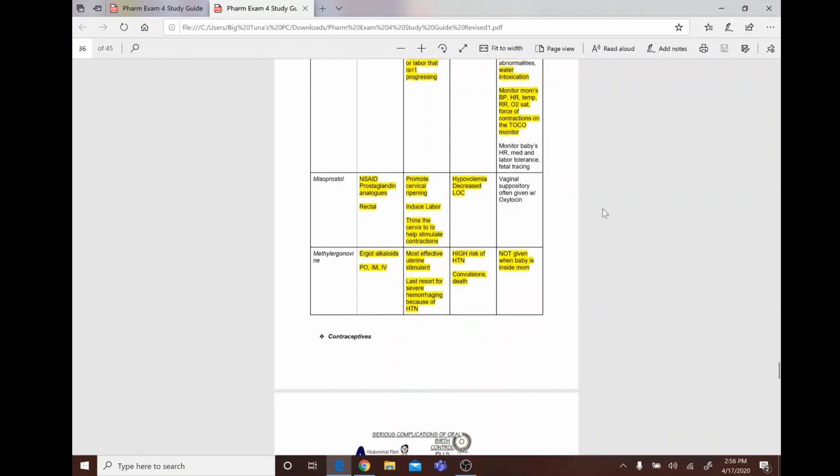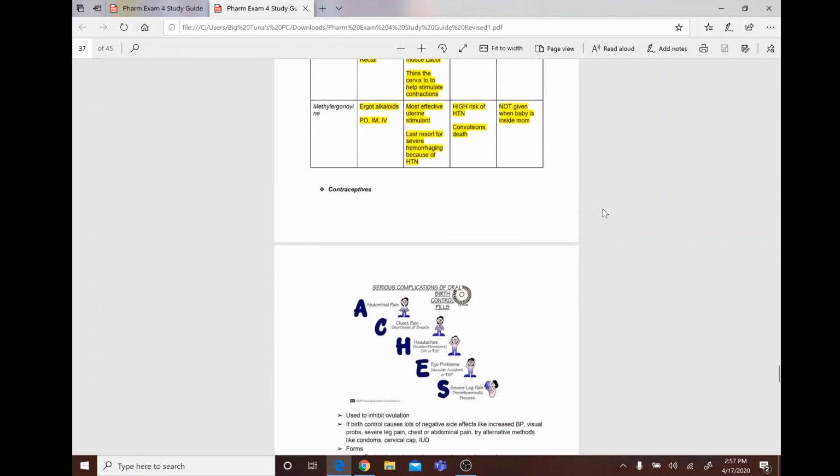Methylergonovine is what drug class? Ergot alkaloid. How to administer methylergonovine? PO, IM, or IV. What are the side effects of methylergonovine? High risk of hypertension, convulsions, and death. What is methylergonovine contraindicated in? Babies inside mom.